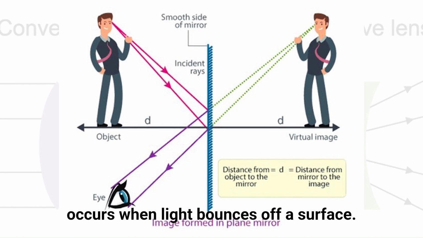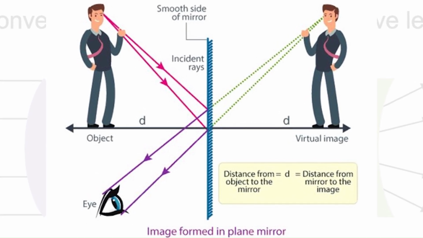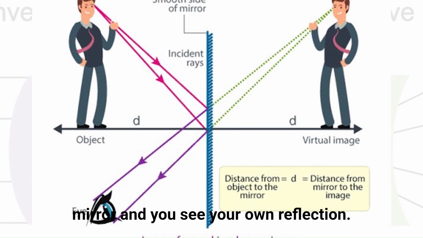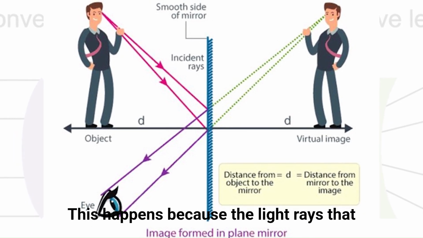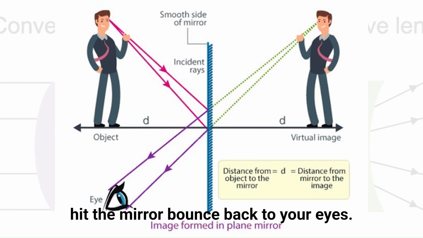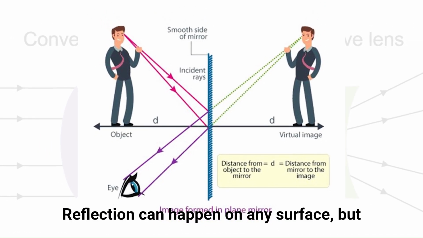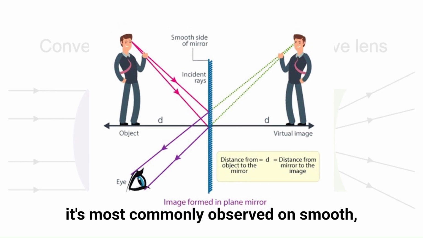Reflection occurs when light bounces off a surface. Imagine you are standing in front of a mirror, and you see your own reflection. This happens because the light rays that hit the mirror bounce back to your eyes. Reflection can happen on any surface, but it's most commonly observed on smooth, shiny surfaces like mirrors.